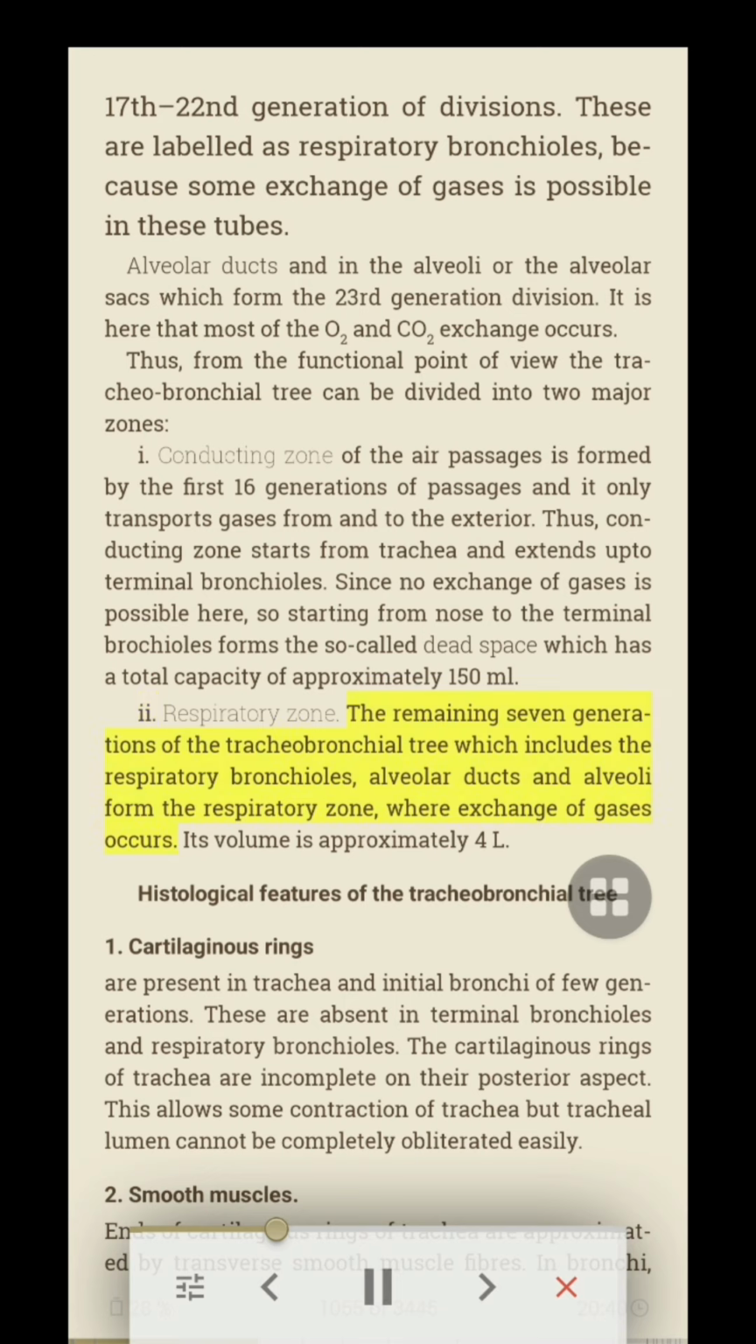II. Respiratory zone. The remaining 7 generations of the tracheobronchial tree, which includes the respiratory bronchioles, alveolar ducts and alveoli, form the respiratory zone, where exchange of gases occurs. Its volume is approximately 4 L.